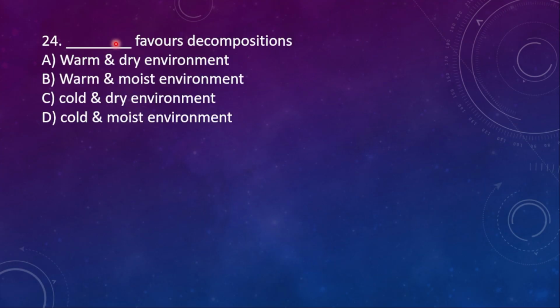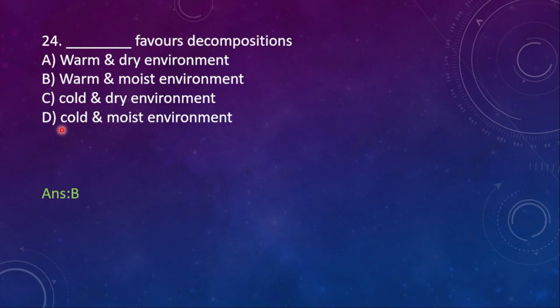If it is rich in lignin and chitin, decomposition rate will be slower. 24th, dash favors decomposition. A. Warm and dry environment. B. Warm and moist environment. C. Cold and dry. D. Cold and moist. Here the right option is B, warm and moist environment.